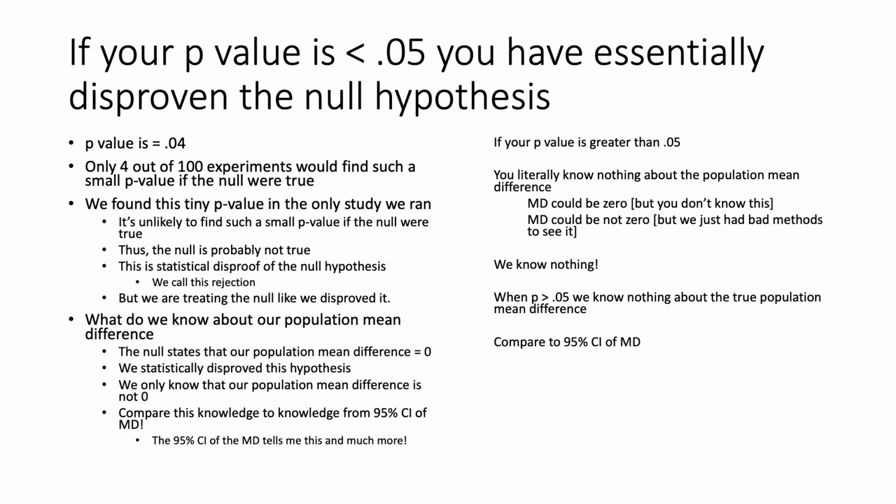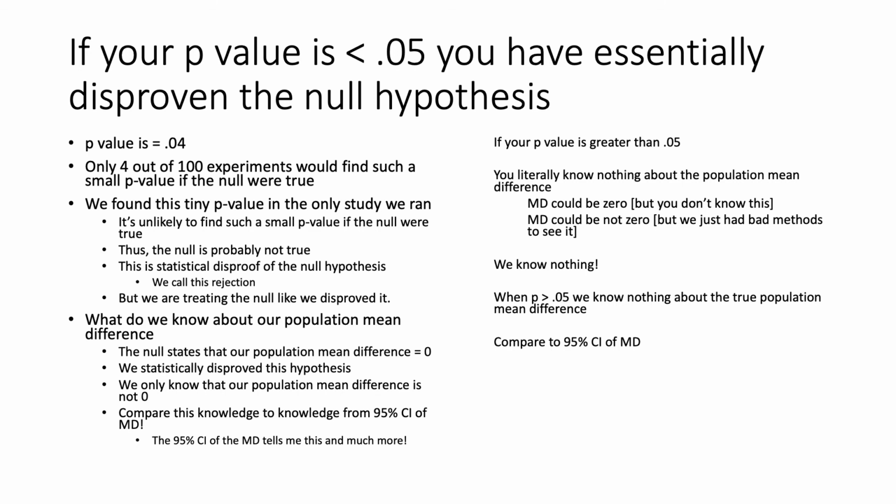But let's talk about it in science and disproof, right? We're essentially treating this as if our true population mean difference is not 0. That's how we write about our p-values. That's how we interpret our p-values in our fields. So let's not sugarcoat it. Yes, you're not supposed to say this stuff out loud, but when you're learning this, you have to learn this.